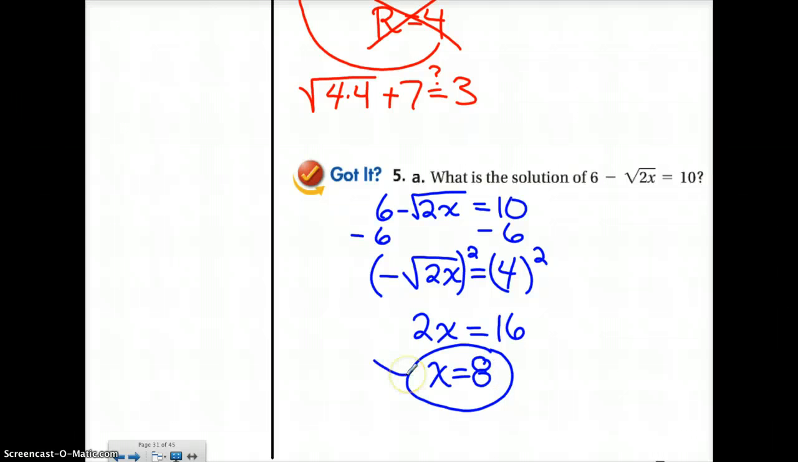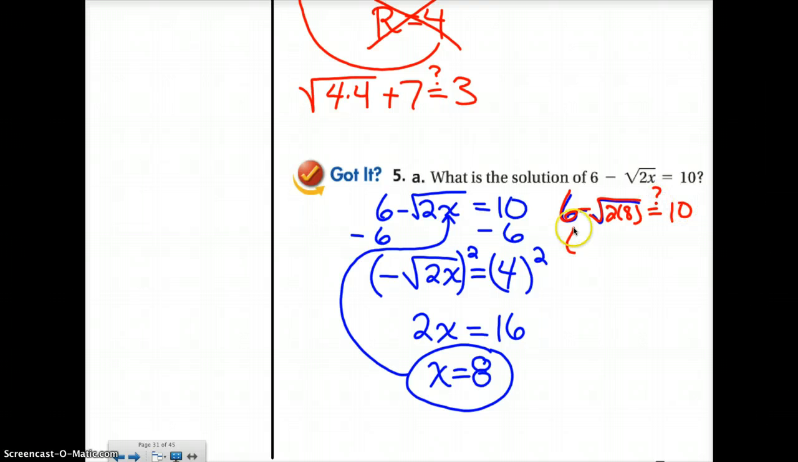Does this work? And I go back up to the top, and I say, well, I'm going red with my checking here, is 6 minus the square root of 2 times 8 equal to 10? Well, you can see that it's not. It'd be 6 minus the square root of 16, which is 4, and that's not 10.